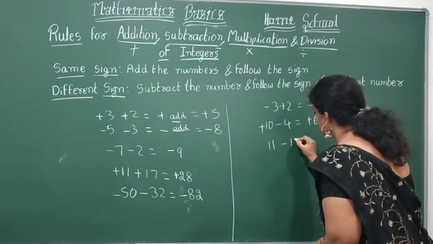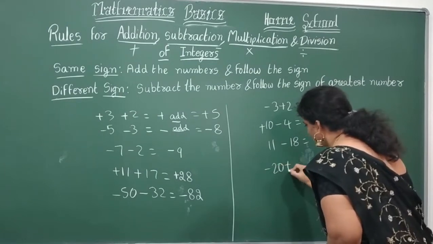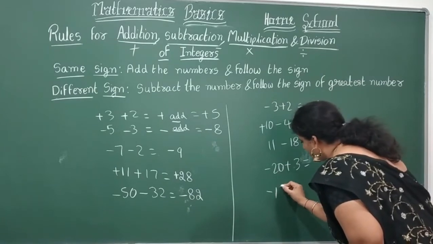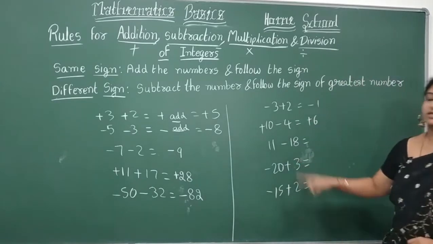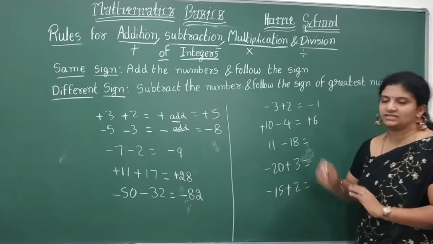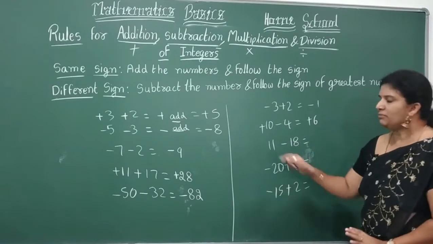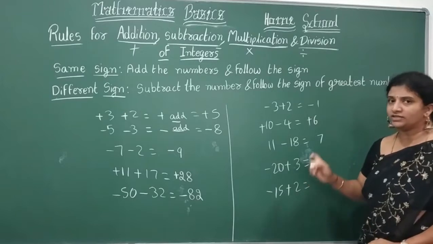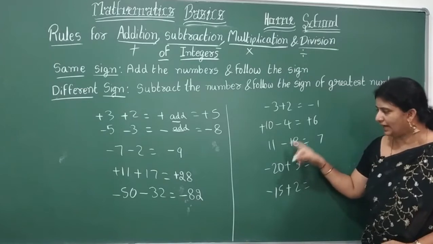Okay. Similarly, let's do 3 or 4 examples here. 11 minus 18, and then minus 20 plus 3, then again minus 15 plus 2 is equal to. Now answer these three, children. First, you see both the signs are different. The first thing we need to do is subtract. 18 minus 11 will be how much? 7. Okay. Now what sign should you follow for this number?